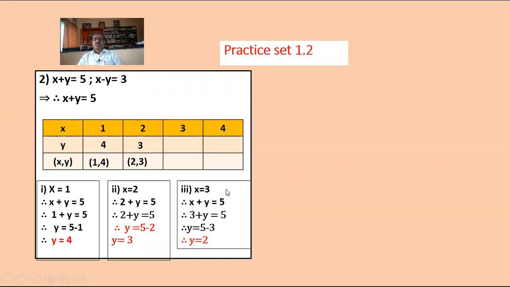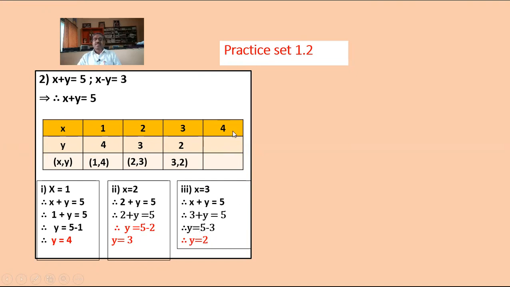When x is equal to 3, therefore x plus y is equal to 5. 3 plus y is equal to 5. Then we get y is equal to 5 minus 3, y is equal to 2. Therefore, the coordinate point is (3, 2).